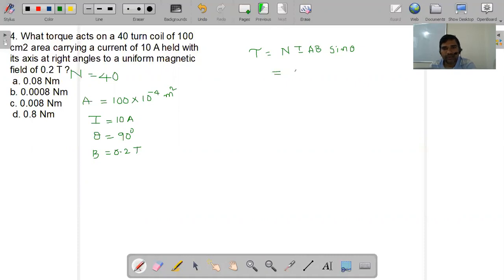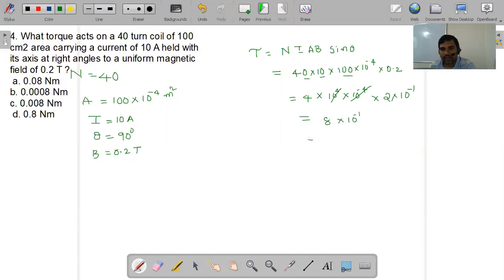Substitute, N value is 40, I is 10, area is 100 into 10 power minus 4. Then we have magnetic field of 0.2. Okay, now 2 zeros, 1 0, 1 0, 4 zeros. So further if I write, this can be written as 4 into 10 power 4 into 10 power minus 4 into 0.2 can be written as 2 into 10 power minus 1. Minus 4 plus 4, you can cancel it. Then 4 2s are 8 into 10 power minus 1.